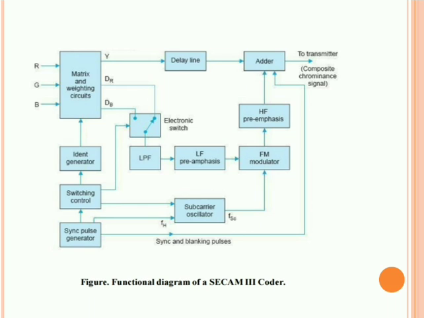The Y signal is given to the delay line because it is directly transmitted, so there will be a little bit of delay in DR and DB relative to Y. DR and DB we pass through the low pass filter, then the preemphasis, then the modulator, and while passing through all these blocks there is some delay. The Y signal we pass directly to the adder, so some time is required for DR and DB to reach the adder. To keep all these three signals in phase, we provide a delay line to the Y signal. DR and DB we apply to the electronic switch, then low pass filter, preemphasis, and modulation, and after that they are given to the adder, which gives the composite video signal to be transmitted.